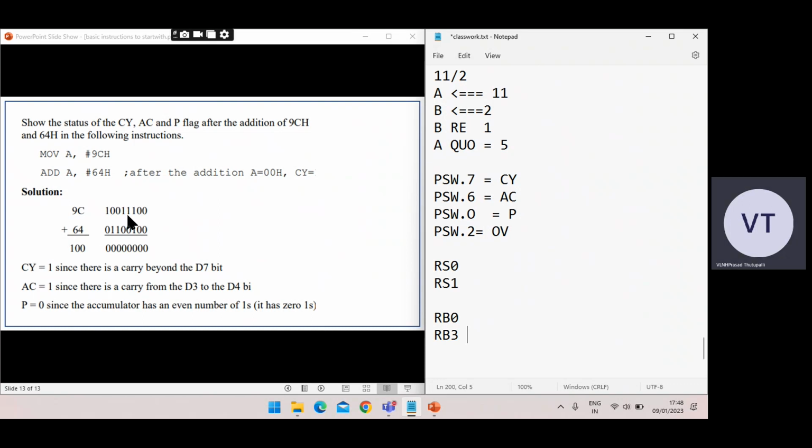Auxiliary carry flag: there is a carry generated from the D3 bit to the D4 bit. Upon adding this column of bits, a carry got generated into the D4 bit. So the auxiliary carry flag will become 1. Now the number of ones in the result: P is equal to 0, since the accumulator has an even number of ones. It has 0 number of ones. So the parity flag is 0.